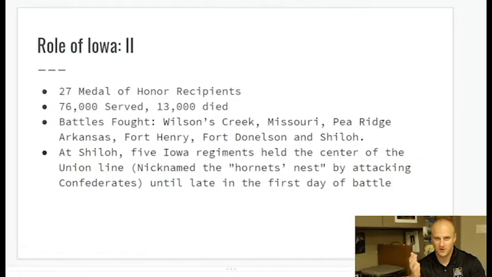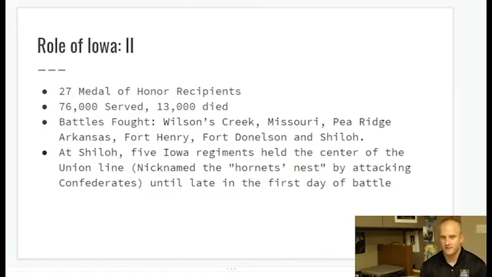So you go out to your mailbox like you would to get something from Amazon, and there'd be the Medal of Honor saying, thanks for your service, here you go. So a lot has changed since then. Medal of Honor becomes more revered, but nonetheless, we still had 27 Medal of Honor recipients coming out of the state of Iowa. Some other numbers, 76,000 Iowans served, and of those 76,000, 13,000 of them will die.